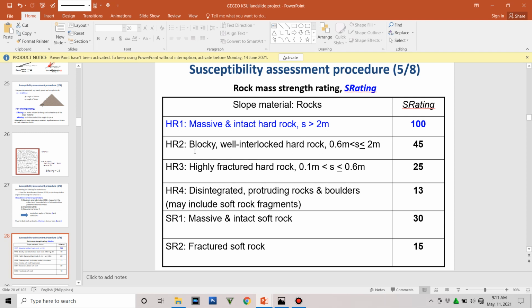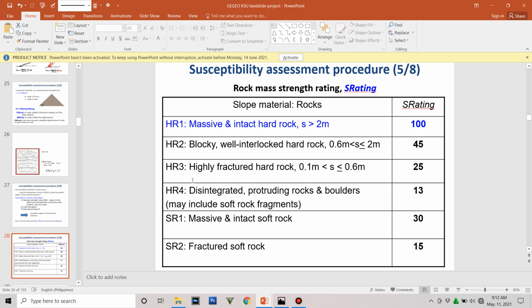And then we also have HR2, blocky or well-interlocked hard rock. The spacing is between 0.6 and 2 meters, and its score is 45. So you can see the difference. The score dropped suddenly, meaning it is no longer good when the cracks in hard rocks increase.